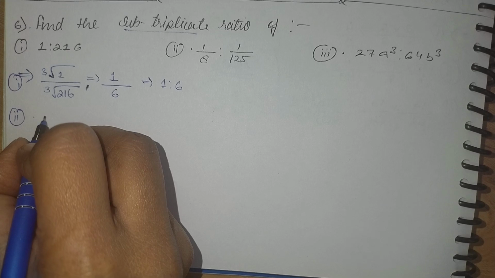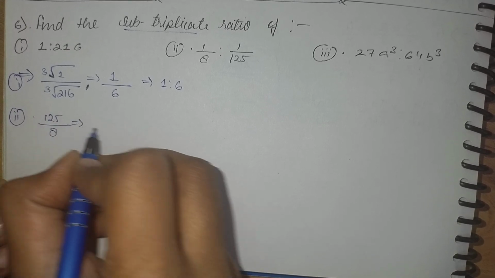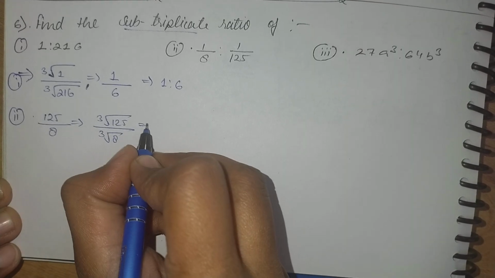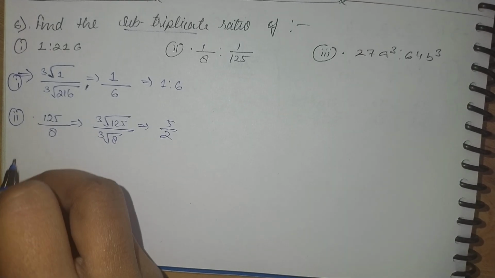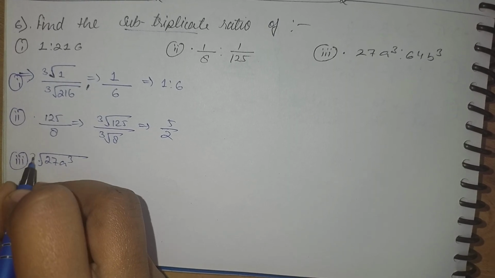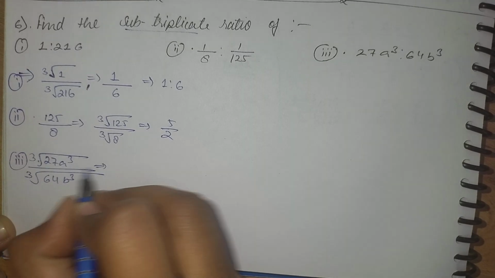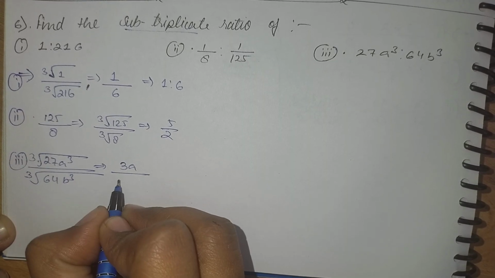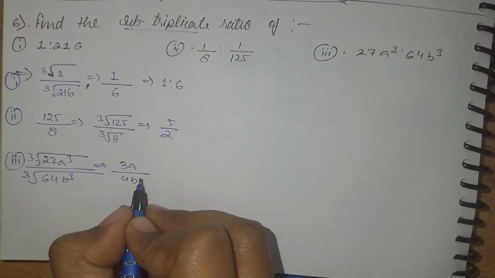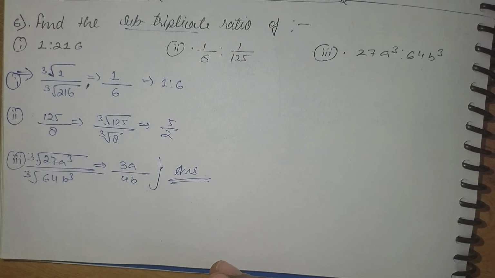The second part, if we write simply, on simplifying it becomes 125 by 8. Again taking the cube root of this value, the cube root of 125 divided by the cube root of 8, that will become 5 by 2 here. The third part is 27a, if we take the cube root, and 64b, the cube root, that will become 3a divided by 4b. So this is the value of the subtriplicate ratio, and this is the final answer of question number 6, first, second, and third part.